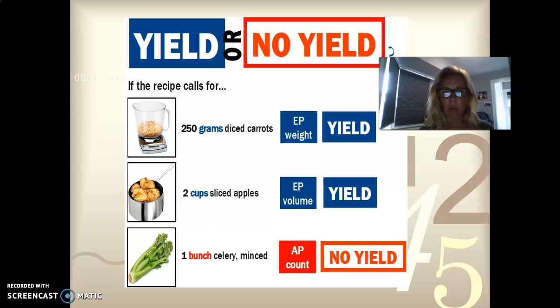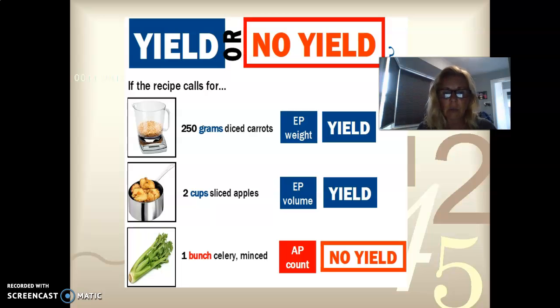How about the second one? I need 2 cups of sliced apples. Well, I said 2 cups, so you're going to fill up a volume container up to the top, the definition of volume, right? The amount of space an object takes up. So yes, you would need a yield, because in order to end up with 2 cups of prepared, you're going to start with more than 2 cups of unprepared.